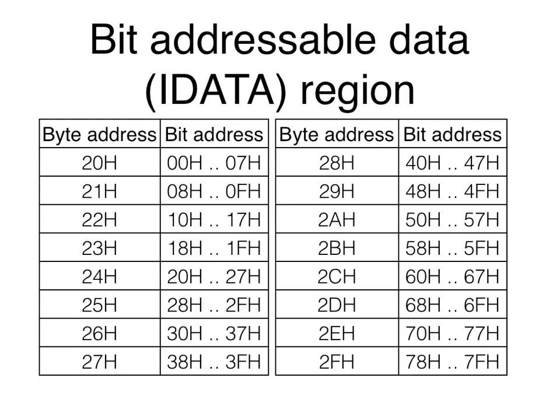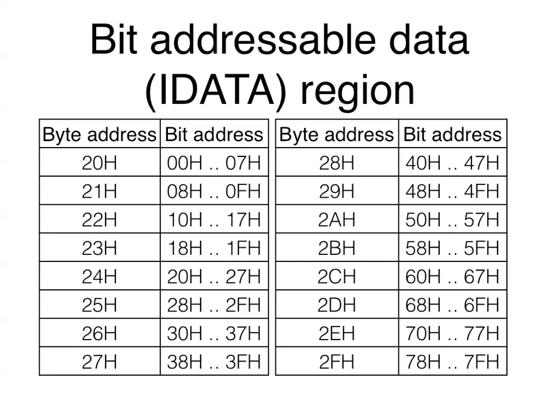And so you say 24, okay, a byte address 24. Which bits does it contain? Well, it contains the bits at bit addresses 20, 21, 22, 23, 24, 25, 26, 27 hex. Let's take a look at another byte.